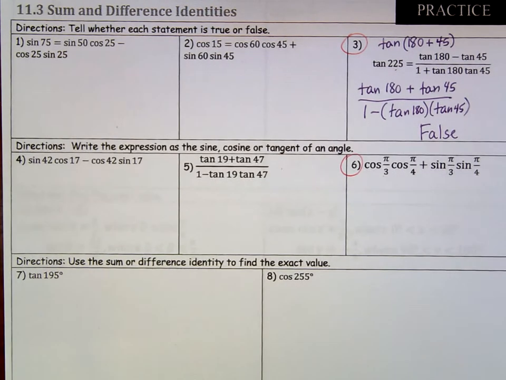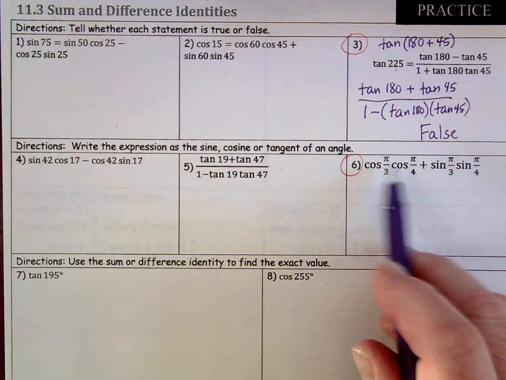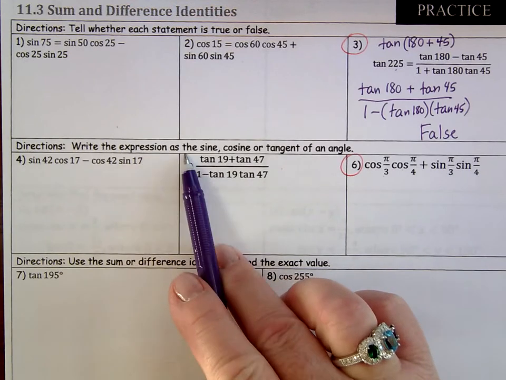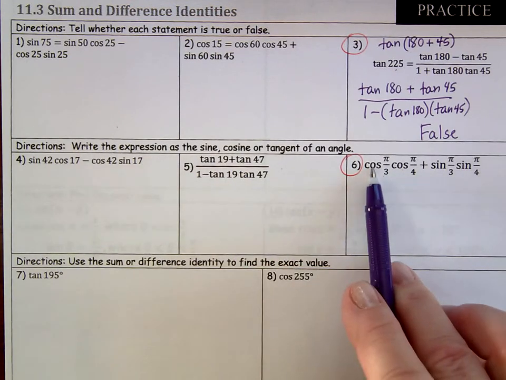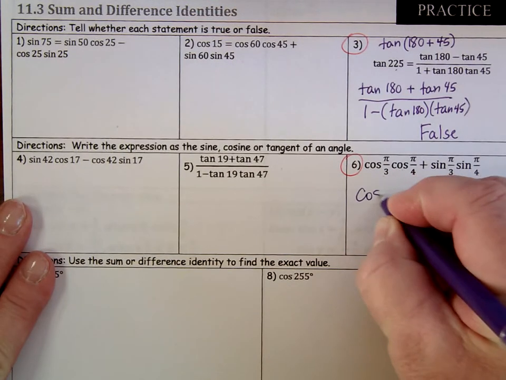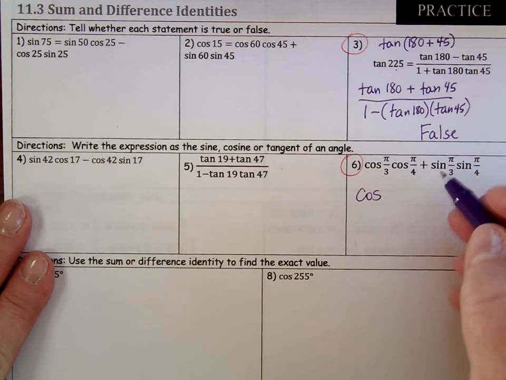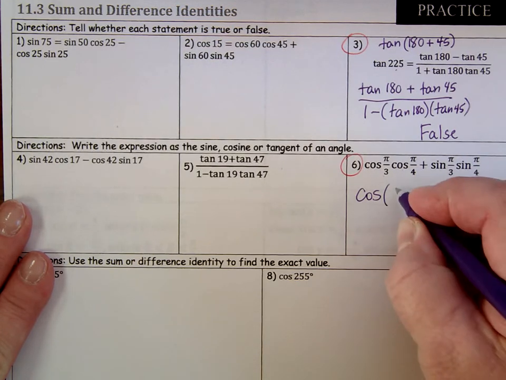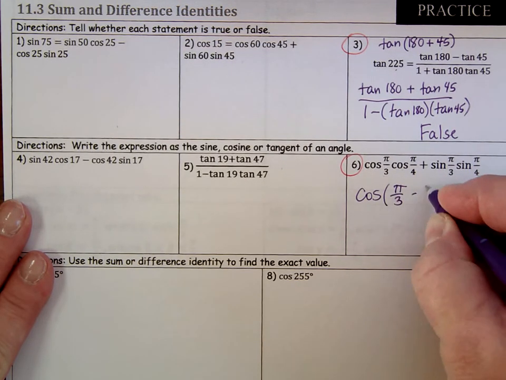All right, next one that I want to do is number 6. When you saw the introduction video, we didn't do much with these pi things, the radian angles, so we're going to look a little bit more at radian problems in these practice problems. This one's a cosine, cosine, sine, sine. The question says, write the expression as the sine, cosine, or tangent. Cosine, cosine means it's cosine. And with the plus sign, remember for cosine the sign changes, so this would be pi over 3 minus pi over 4.